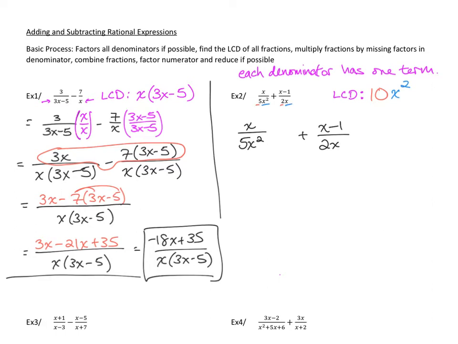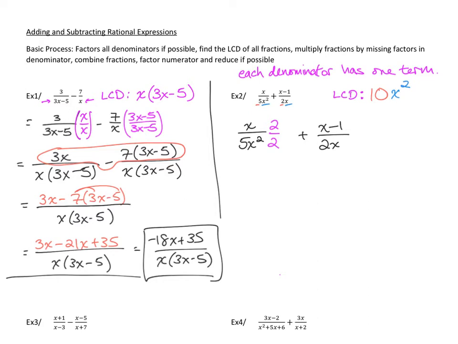So once you find the LCD, we have to figure out what is missing. So here we have LCD 10x squared. What do I need to multiply into this denominator to make sure I get 10x squared? Well, we have an x squared already here. It looks like I just need to multiply the top and bottom here by 2, and we will end up with the LCD that we have over here.